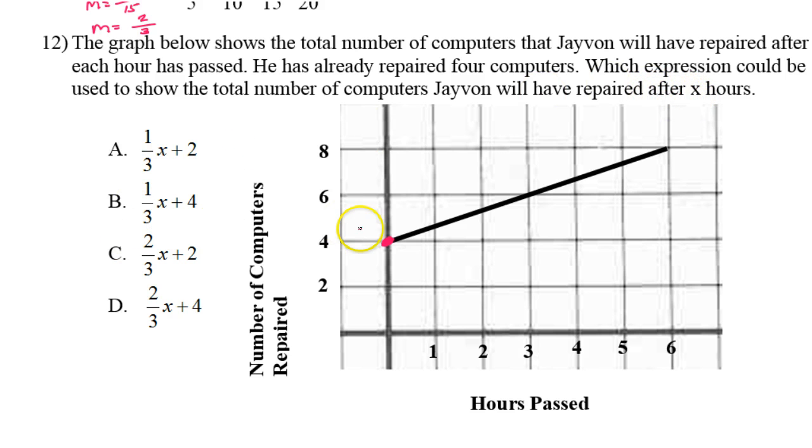So basically we need an equation for this graph. Well, the y-intercept is 4 because he's already done 4 computers as we start this problem. So far that narrows it down to either B or D, because those are the 2 choices that have a y-intercept of 4. Notice it's 4, not 2. Don't just count the squares.